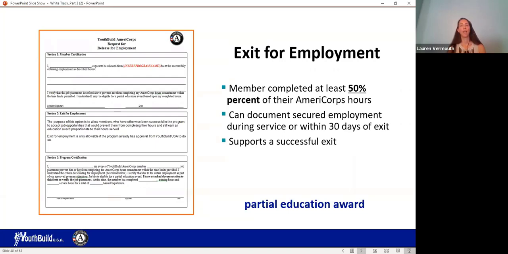So we're supporting a successful exit, young person's going on to what they need to be doing. But we don't want to abuse exits for employment. This is not a way to get around struggles with finding service opportunities for your young people. We don't want to undermine your program design. We still want the typical to be that members complete their service commitment, because they are making a commitment when they sign that contract to do those 450 hours of service. So again, let's use this to support successful exits when it makes sense.